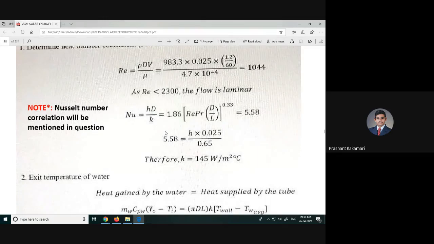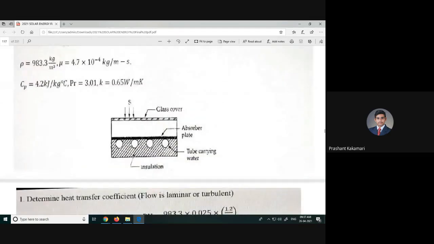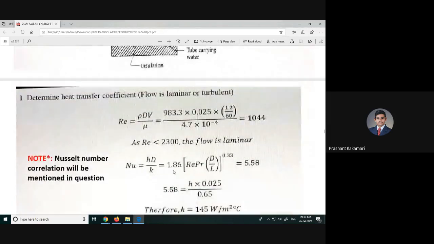Depending upon that, how much heat transfer coefficient or the convective heat transfer coefficient can be flowing. So this can be given in the problem itself, because for different types of correlations or different types of tubes or designs, we have different types of Nusselt numbers, different correlations. There are n number of correlations. So one of the correlations will be given in the problem itself.